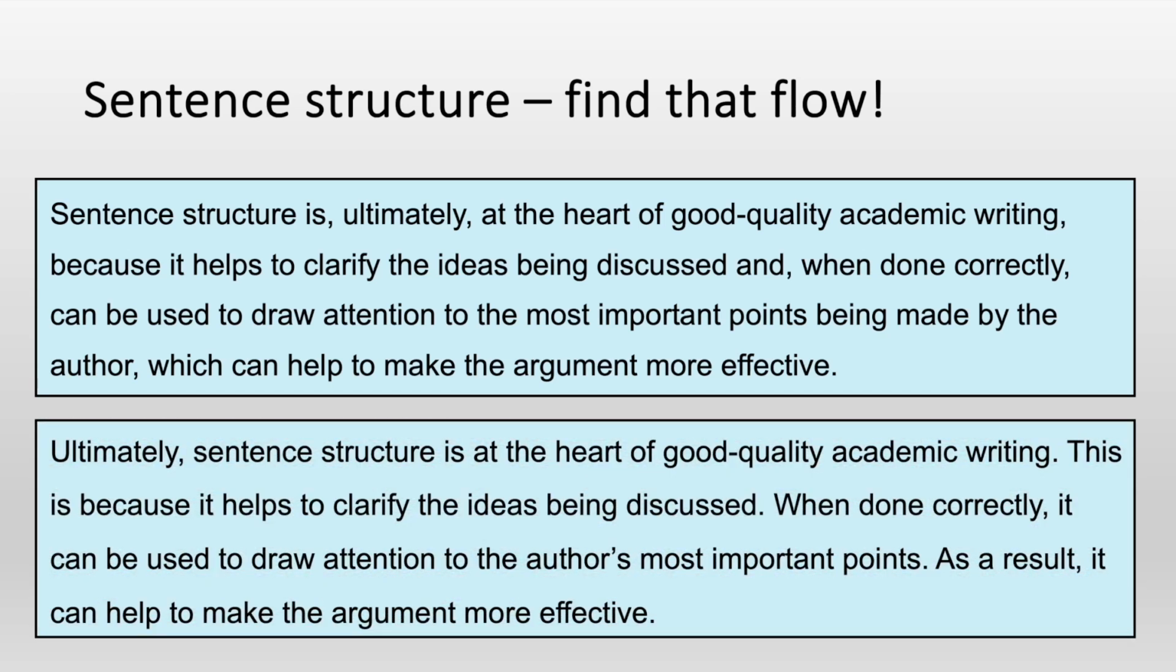Sample 2. Ultimately, sentence structure is at the heart of good quality academic writing. This is because it helps to clarify the ideas being discussed. When done correctly, it can be used to draw attention to the author's most important points. As a result, it can help to make the argument more effective. Which flows better in terms of academic style and academic writing, and why?